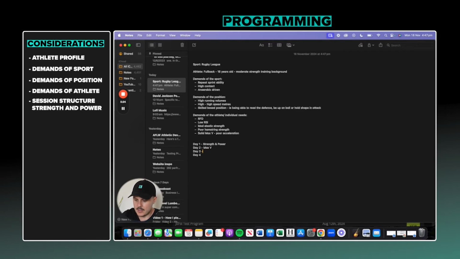Now, just for the sake of this, we are just going to do a normal split. We're not going to get too technical around having high days, low days, undulating periodization. We're just keeping this nice and simple so we can see how we piece this together in the back end. Okay, so once again, we've gone through our sport, we've got our needs, we've got a rough breakdown here of how we're going to plan out our week.